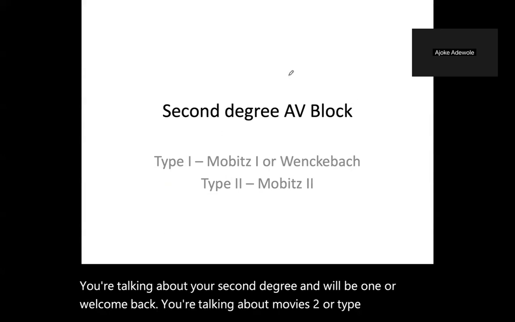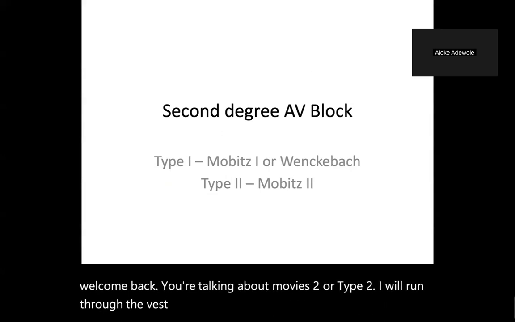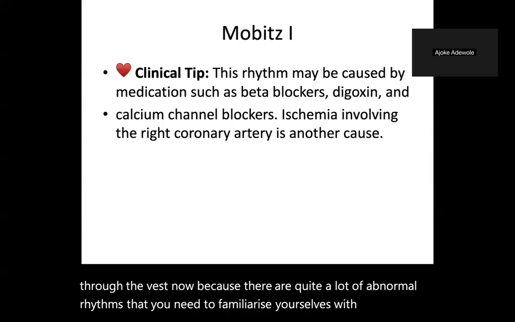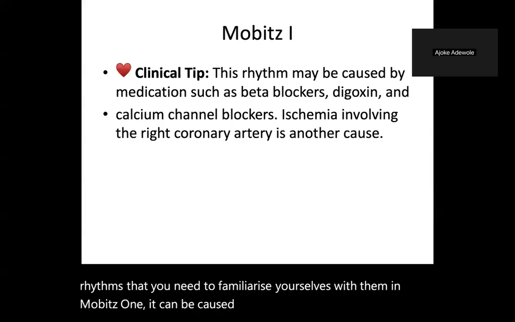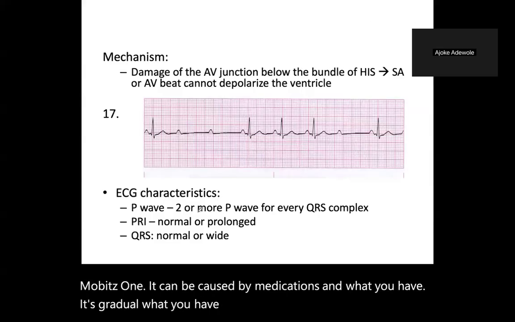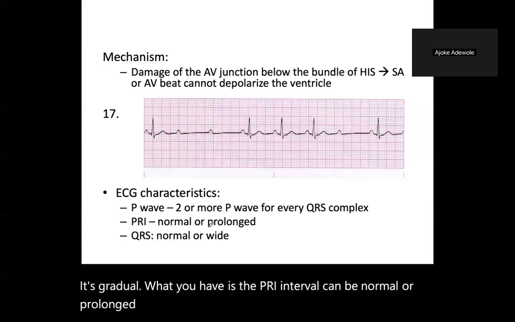I will run through the rest now because there are quite a lot of abnormal rhythms and you need to familiarize yourselves with them. In Mobitz 1, it can be caused by medications, and gradual, what you have is the PR interval can be normal or prolonged, right? Normal or wide.